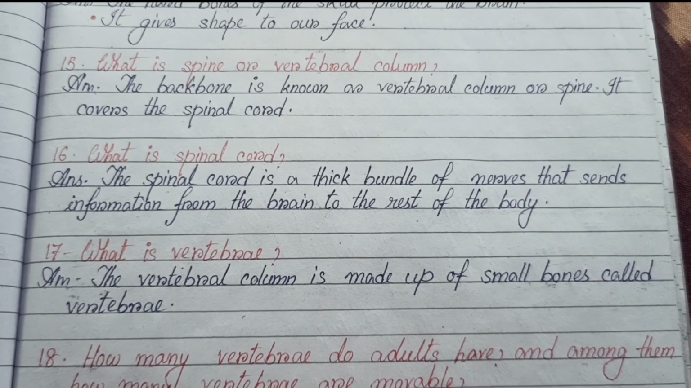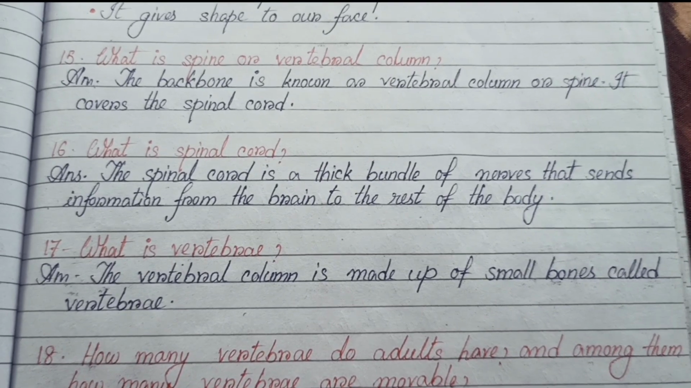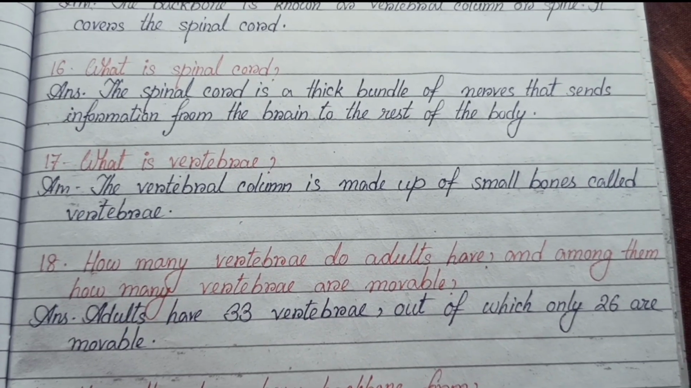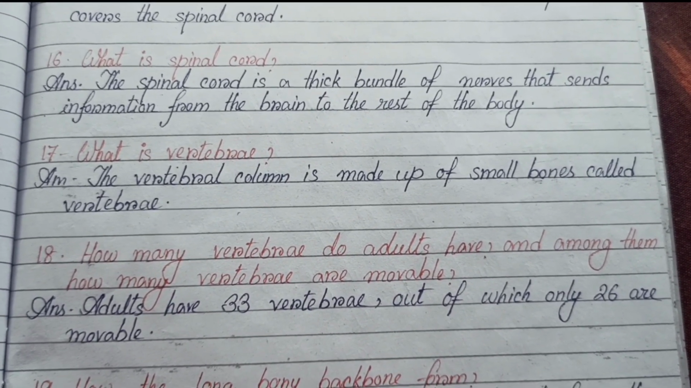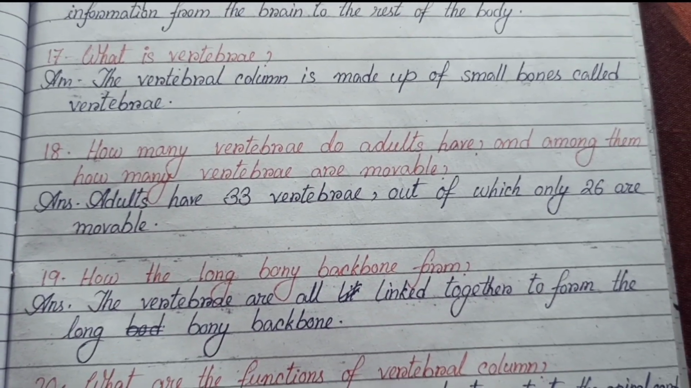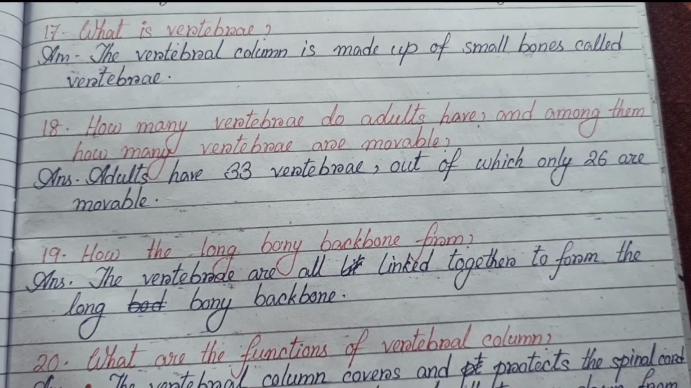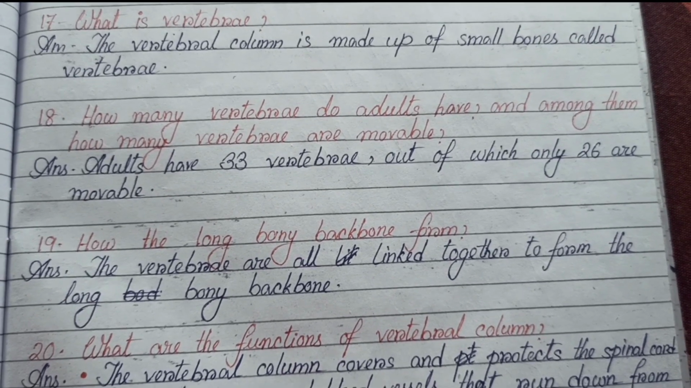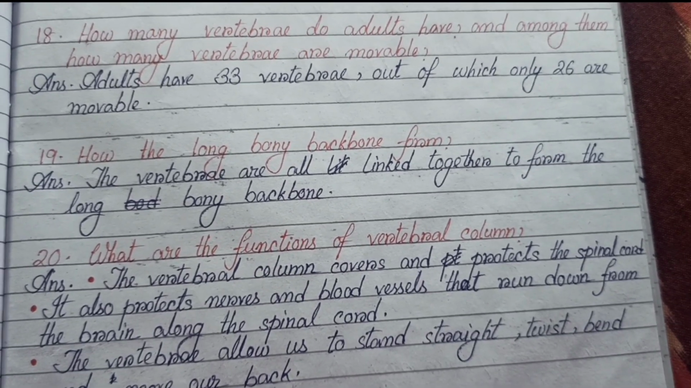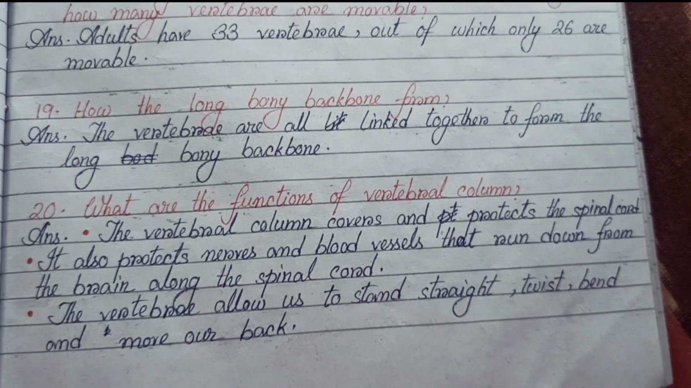Number 16, what is spinal cord? The spinal cord is a thick bundle of nerves that sends information from the brain to the rest of the body. Number 17, what is vertebrae? The vertebral column is made up of small bones that are called vertebrae. Number 18, how many vertebrae do adults have, and among them how many vertebrae are movable? Adults have 33 vertebrae, out of which only 26 are movable. Number 19, how is the long bony backbone formed? The vertebrae are all linked together to form the long bony backbone.